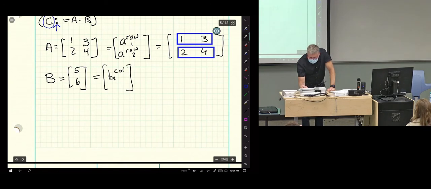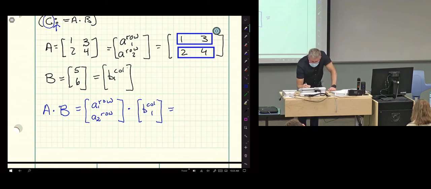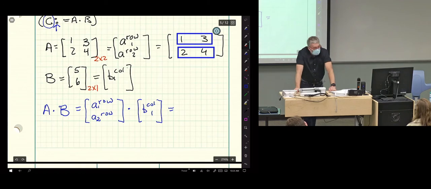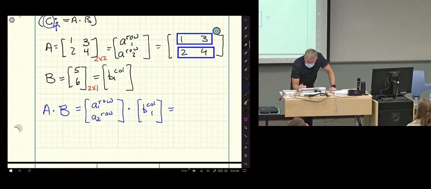Okay, so here's the definition of the product A, B matrix product, which I'm going to write as A1 row, A2 row, dot, B1 column. Let's look at the sizes here. This is 2 by 2, and this is 2 by 1. So when I multiply them out, the size of the answer is supposed to be 2 by 1. I have the same number of columns in A as rows in B, so this is going to make sense. And the size of that should be another 2 by 1 vector. And it will be.